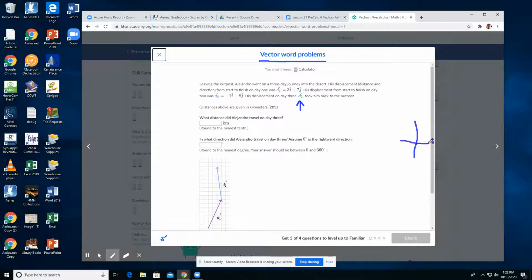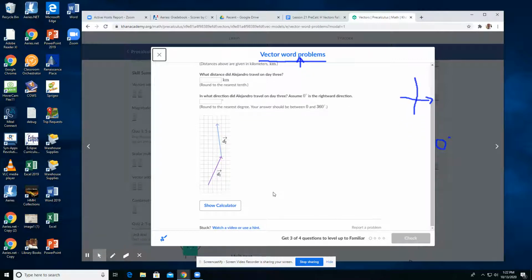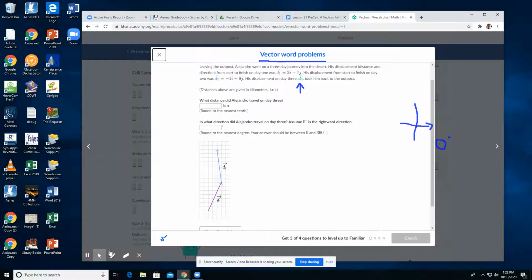Okay, so they're just saying that it has the normal direction of 0 going to the right. Round to the nearest degree, your answer should be between 0 and 360 degrees. And they gave us a little picture down here so we can see what's going on. Then our final one is where he goes all the way back to the start. And so usually this would be facing the other direction.